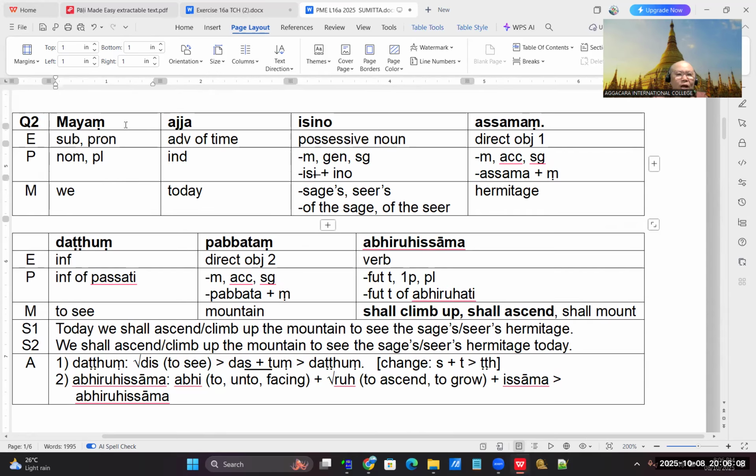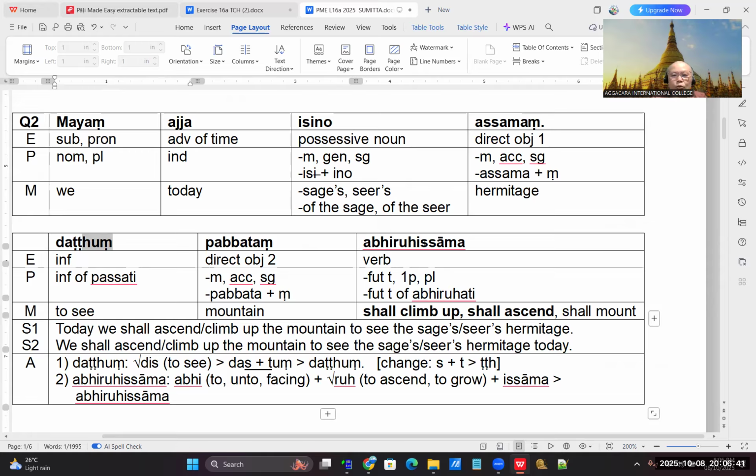Okay, question number 2. Mayam we aja today isino asamam. Okay, asamam is a hermitage. Whose hermitage? Isino, so of the sage or seer. Datum, to see. Now, tum is always to see, right? We today to see the hermitage, the seer's hermitage today. So how are we going to see, right?